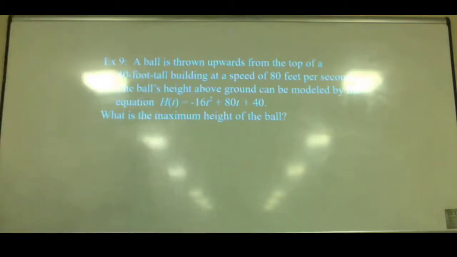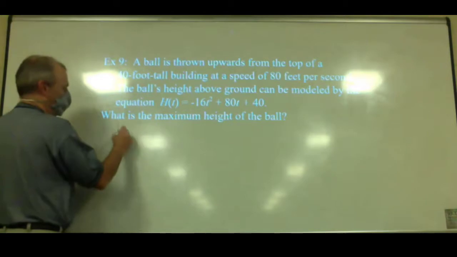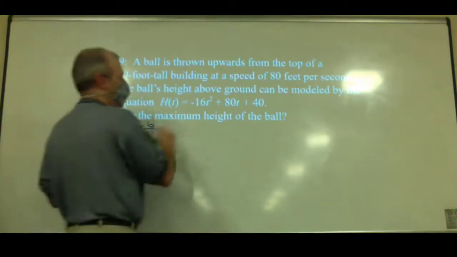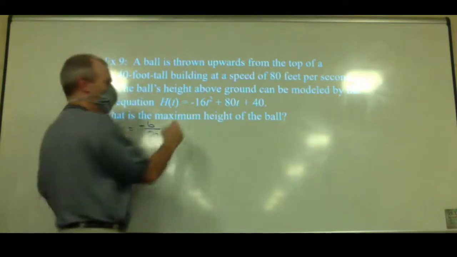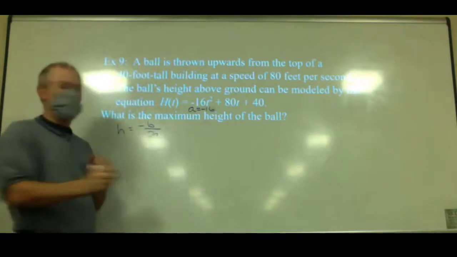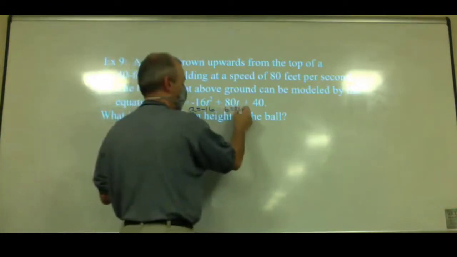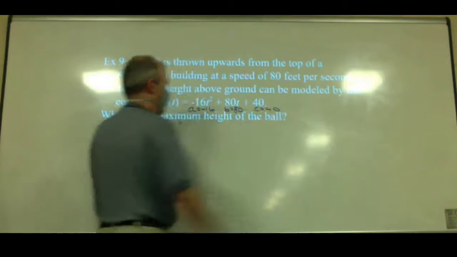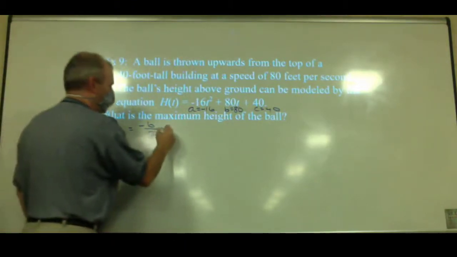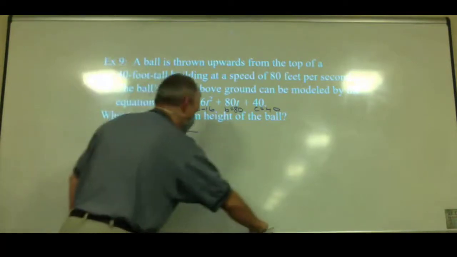Remember how we find the vertex? It's the H comma K, and you're right. The H is negative B over 2A. Okay, so what is the A value? Negative 16. I'll put that right here. The B value? 80. And the C value in this case is 40. Okay? So let's plug it in. We've got our negative here.